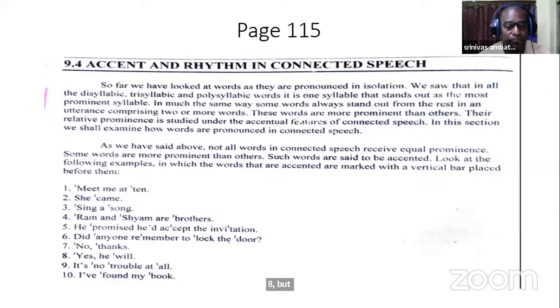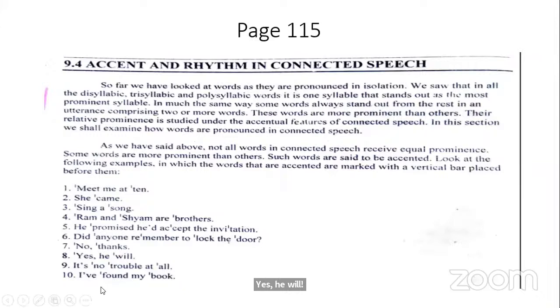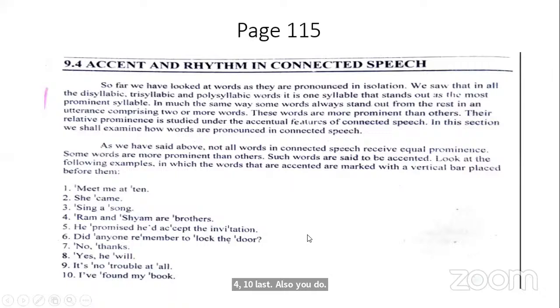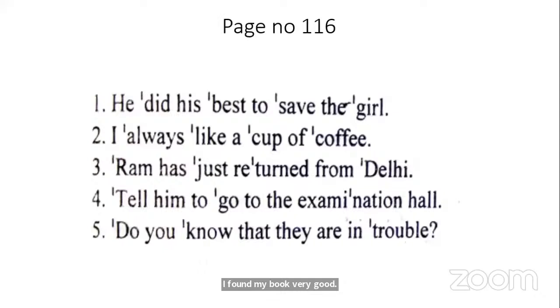Are you observing? Ninth one, you explain to me. Second one, third one and last. Tenth: second and last. I've found my book. Very good. Next, read the first sentence. All of you can try.